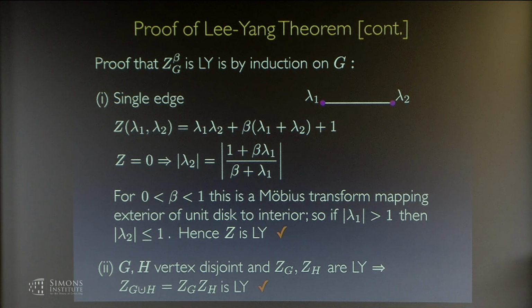Okay. Second simple ingredient is that if G and H are vertex-disjoint graphs, their partition functions are Z_G and Z_H. If each of them separately is Lee-Yang, then since the partition function of the union of the two graphs is just the product of their partition functions, this is easily, obviously also Lee-Yang.